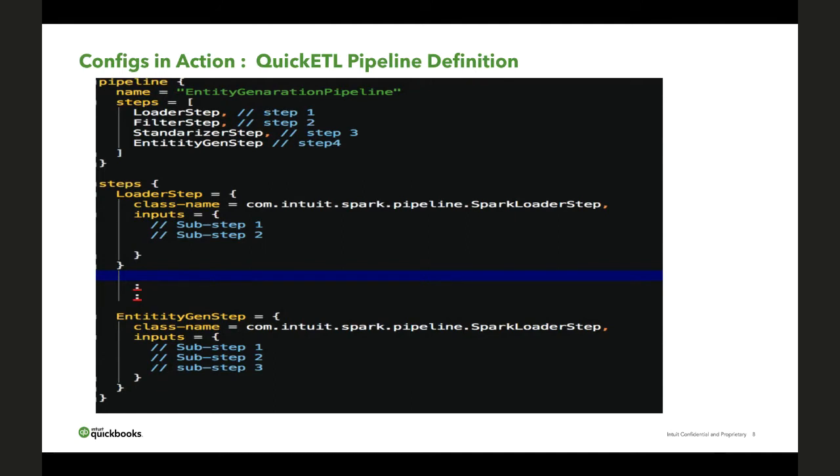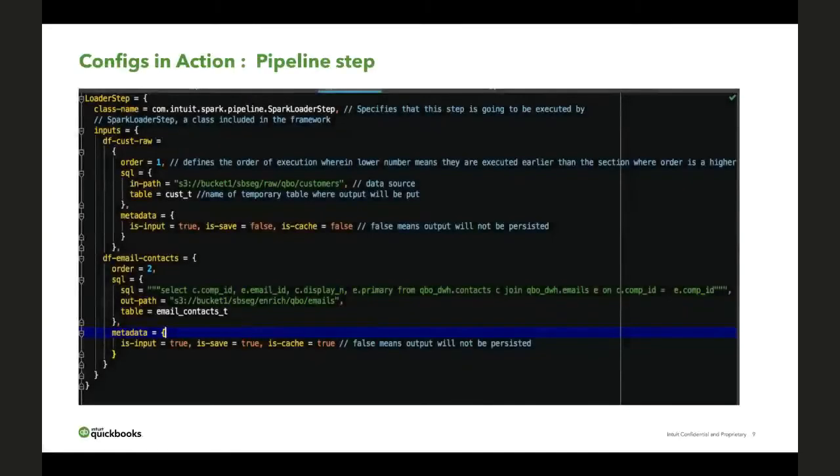So we have the concept of steps in which you can group all the related operations together. In this particular example, let's take a deep dive on a loader step. Let's take two examples. We want to load data from two different sources: say data one from an S3 location and data two from Hive tables. The QuickETL framework helps to logically group these operations as a single step and view it as a cohesive unit.